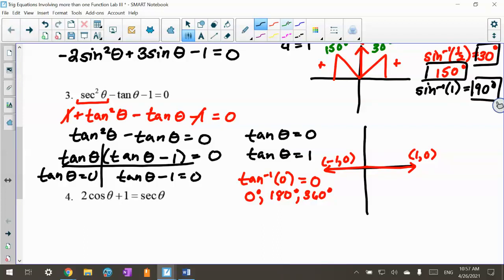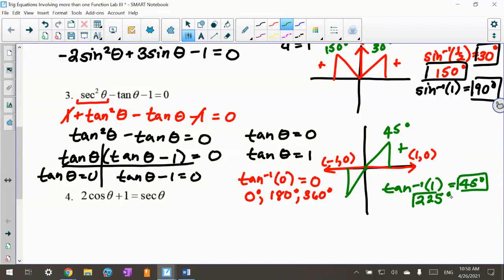Now I have to do this one here, inverse tan of 1. And when I do, I get 45 degrees. And I go, oh, that's positive. So tangent's positive here and here. So I see that it's 45 degrees here. And then I know here I'm going to do 180 plus 45, so I'm going to get 225 degrees. So I have two angles that go with this one, inverse tan of 1, and then I have three angles here that go with 0. Okay, so that's how I do number 3.